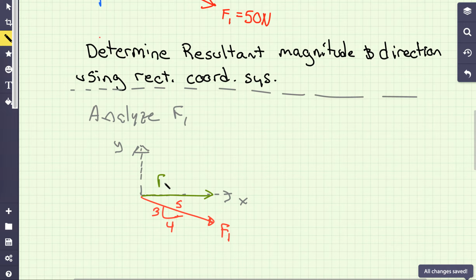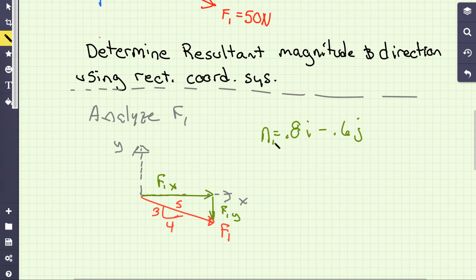We can find the angle and all that, but let's not do that. Let's take a look at what it looks like. This would be F1x, and this one would be F1y. If we use what's called a unit vector, it's going to be 4 over 5, so 0.8 in the I direction, minus 0.6 in the J direction. Now we can multiply 0.8 times 50.